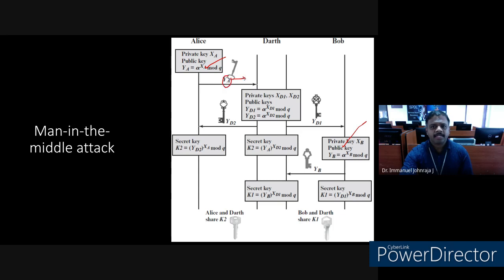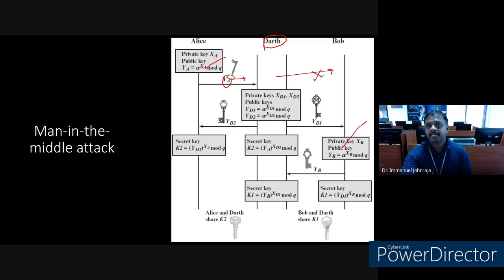What is that other side? He's thinking that he's sending to Bob. He has sent it, maybe using a postcard or using an email. Somehow he has sent it. Now there is a person called Darth. He's a bad fellow, sitting in the middle. He receives this message, and also he makes sure that this message does not go to Bob.